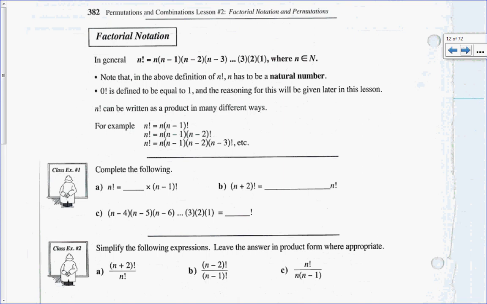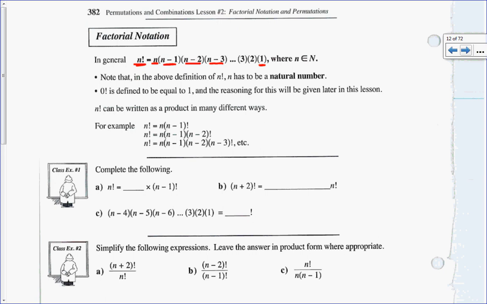So when you see n factorial, what that means is n times 1 less than n, times 2 less than n, times 3 less than n, and then it keeps going on and on until it ends at 1. Where n has to be a natural number, like we're talking counting numbers: 1, 2, 3, 4, 5. Not 0, because if n was 0, this whole thing would be equal to 0, because 0 times anything is 0, right? So n's are counting numbers, natural numbers, okay?